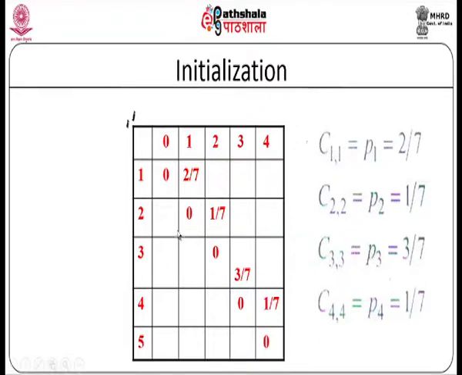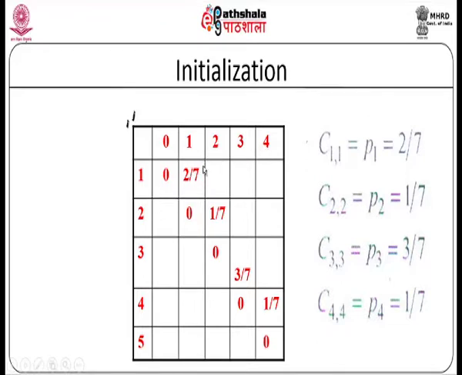You can see that there are 4 keys, so it starts from 1 to n plus 1. That means it is going to be 5, and on this side we have 4 keys, so it ranges from 0 to 4. Now this is the initial structure of the table.